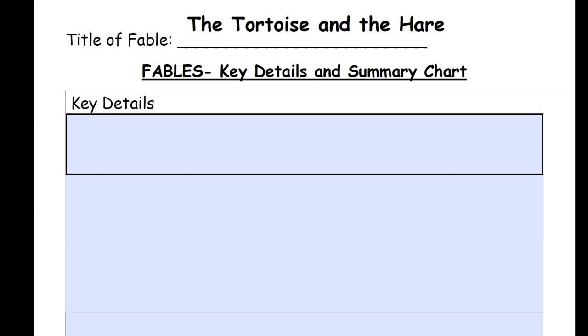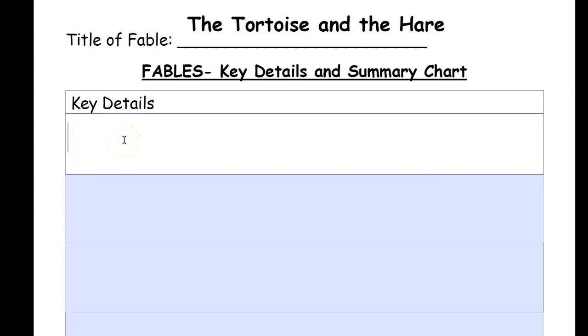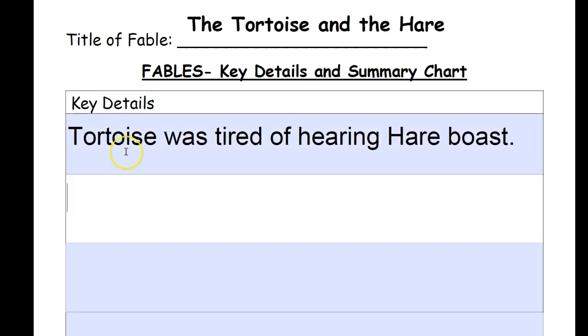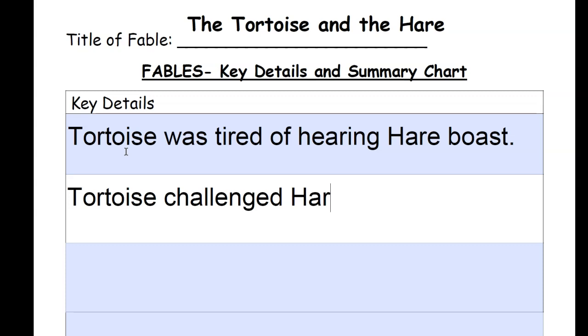Okay. So one of the key details that we have, okay, the tortoise had a problem. What do you think that was? Yes, he was Tortoise. Okay, he was tired of hearing Hare boast, right, or brag. Same thing. So what did Tortoise do? What did he do, Alana? He challenged Hare to a race. Yes, he challenged Hare to a race.